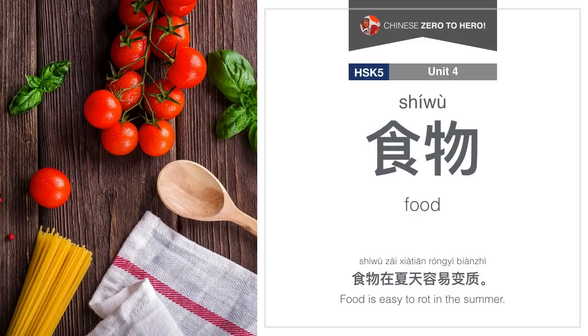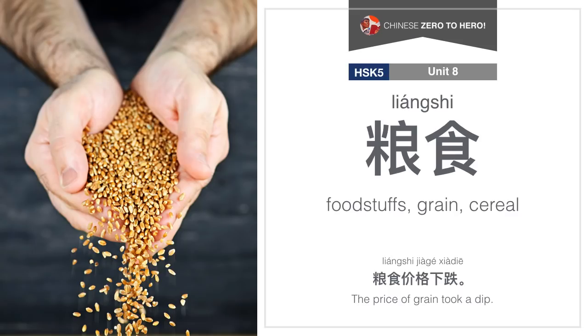In HSK 5, we learn the word 食物 meaning food. 食物在夏天容易变质. Food is easy to rot in the summer. In HSK 5, we learn the word 粮食 meaning foodstuffs, grain, or cereal. 粮食价格下跌. The price of grain took a dip.